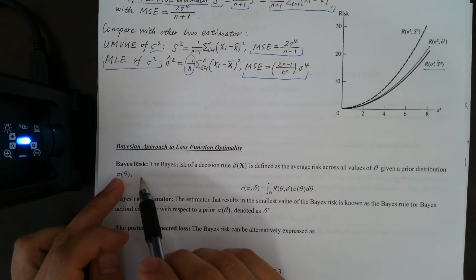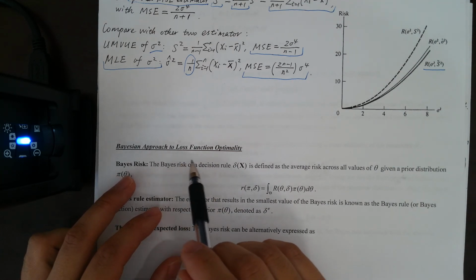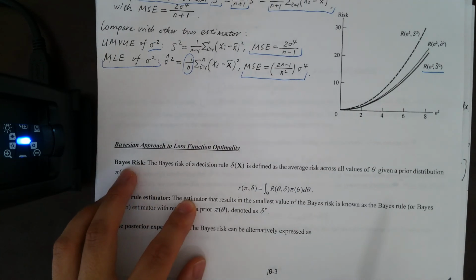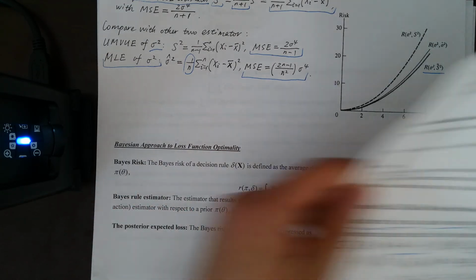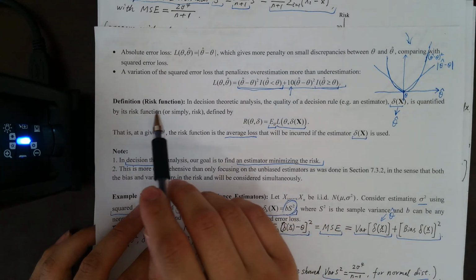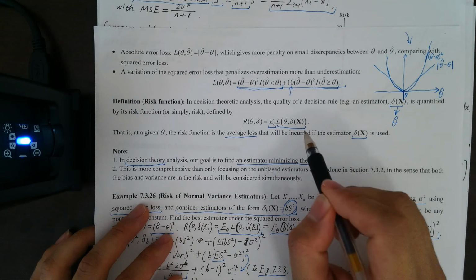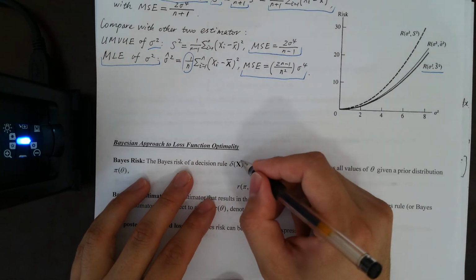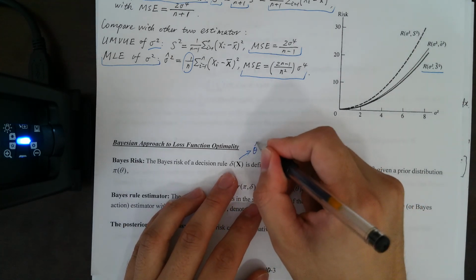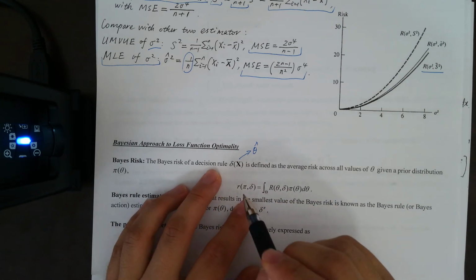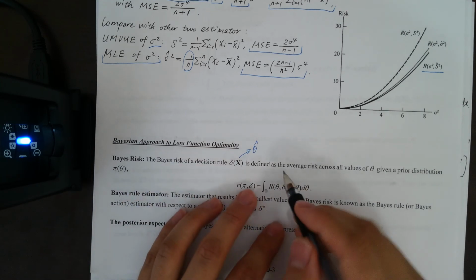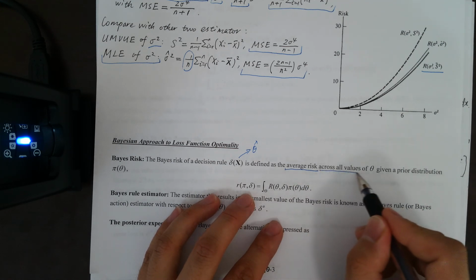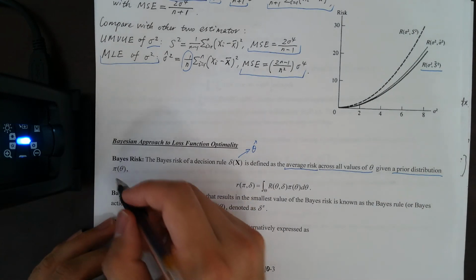So first let's look at several definitions for the risk and the loss function optimality under the Bayes framework. The first definition is called the Bayes risk. Remember, under the frequentist framework we just discussed, the risk is just the average of the loss function, the average loss. Here the Bayes risk of a decision rule, which is just a point estimator but we use the notation delta, is defined as an average risk across all the values of theta given a prior distribution pi theta.